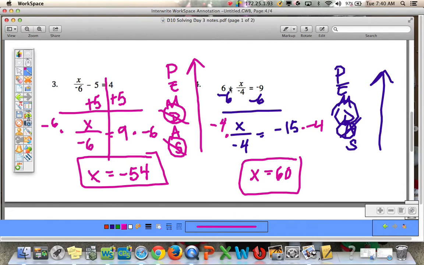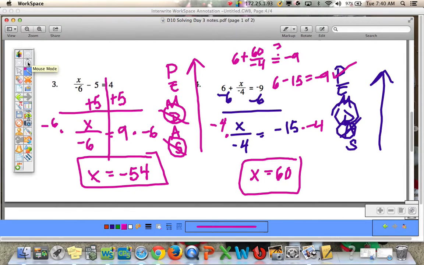Again, you can check your answer. 6 plus 60 divided by negative 4, does that equal negative 9? And 60 divided by 4 is negative 15. So 6 minus 15, does that equal negative 9? And it does. Okay.